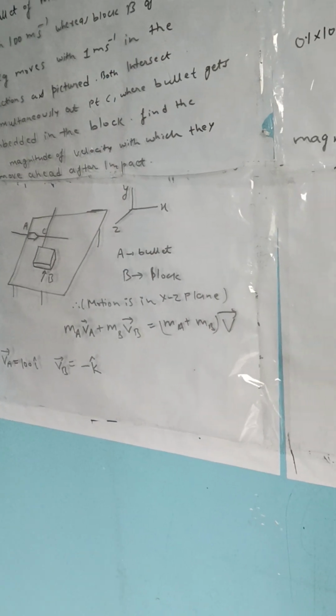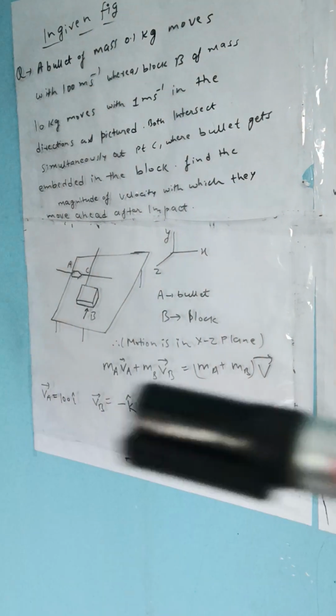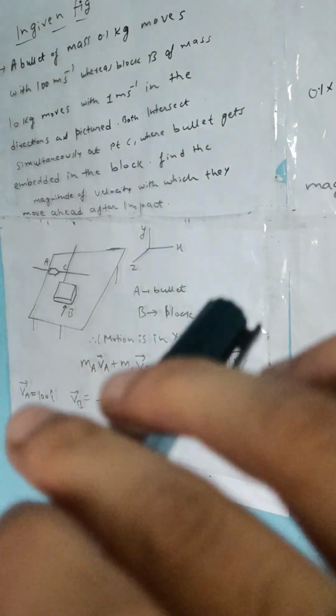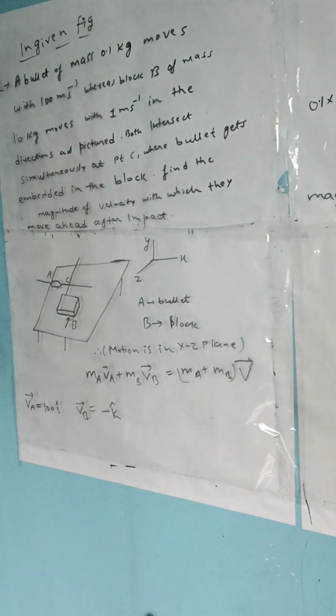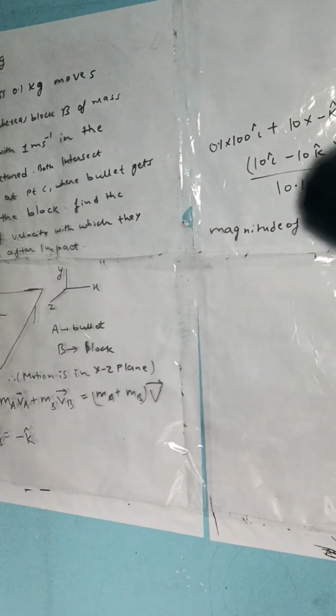So for calculation we put the value va equal to the velocity of the bullet, which is in the x direction, so 100 i cap, and vb is 1 meter per second, but the z direction is out of the paper, but B is going inside the paper, so it is minus k cap. Instead of plus k cap, it is minus k cap. So putting the values, the mass of the bullet is 0.1 kg, 0.1 into 100 i cap plus 10 into minus k cap equals (ma plus mb) which is 10.1 into v. So vector v is (10 i cap minus 10 k cap) upon 10.1.